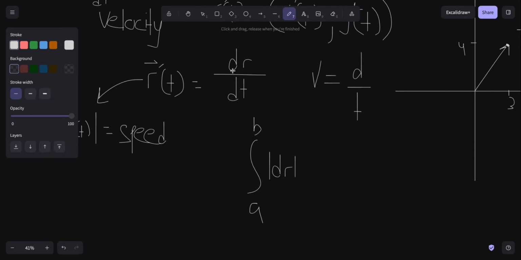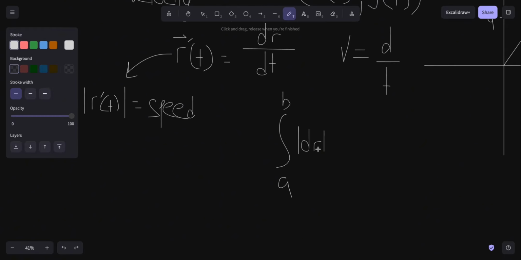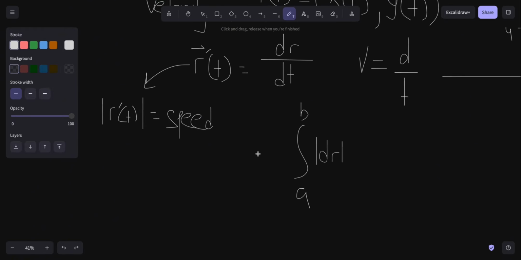Now what's dr equal to? We want to do this with respect to time. So how can I introduce time into this integral? The answer is, you have to use differentials. You might remember this from calculus, but with differentials, it looks like you're multiplying both sides by dt. It's really weird. So I can say that dr is equal to r prime of t dt.